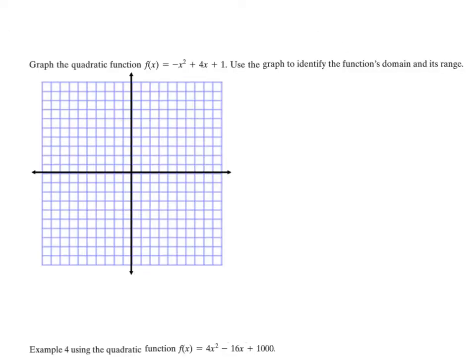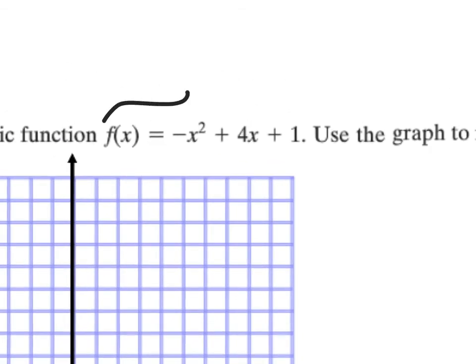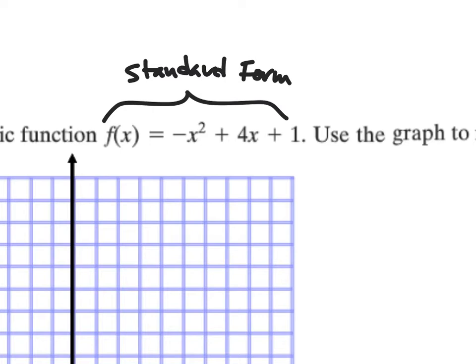Okay, on this page, we want to graph the quadratic function f of x equals negative x squared plus 4x plus 1. We would then want to use the graph to identify the function's domain and its range. So this problem is in standard form, not in vertex form. So remember, in standard form, we use this concept of ax squared plus bx plus c.